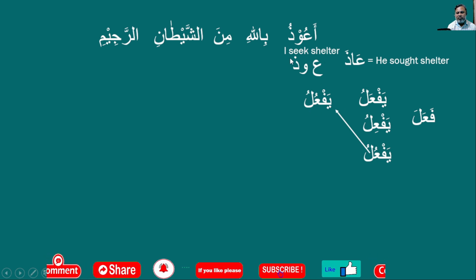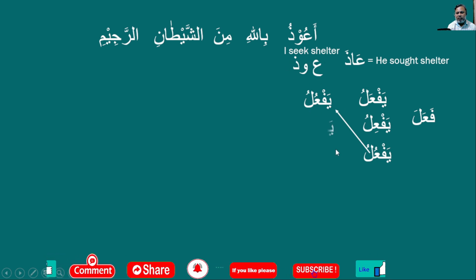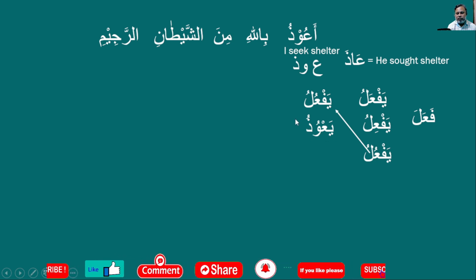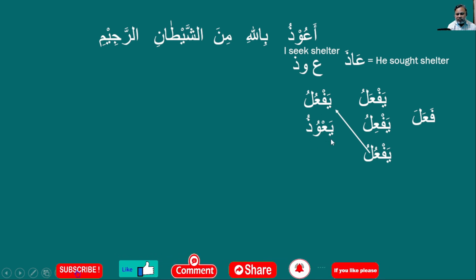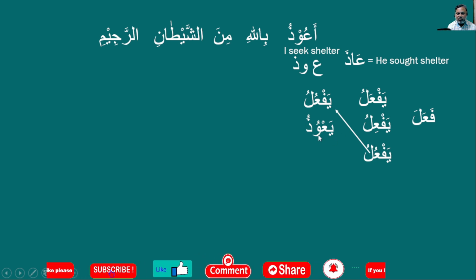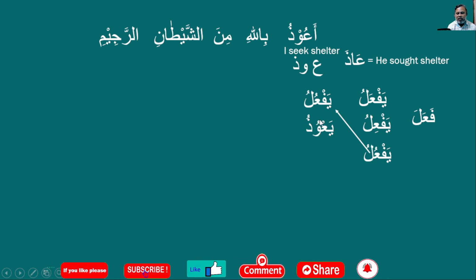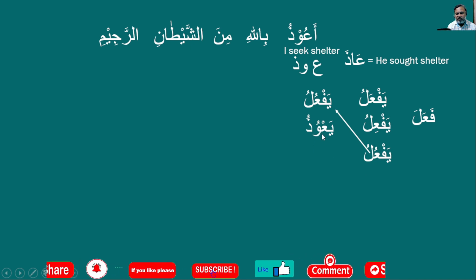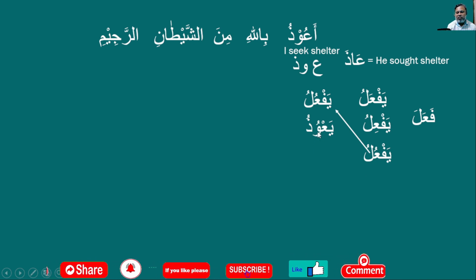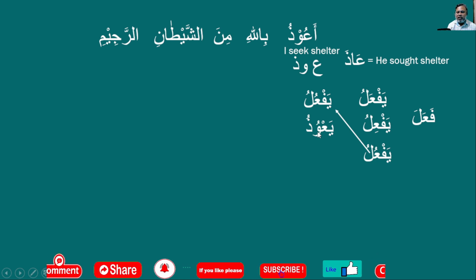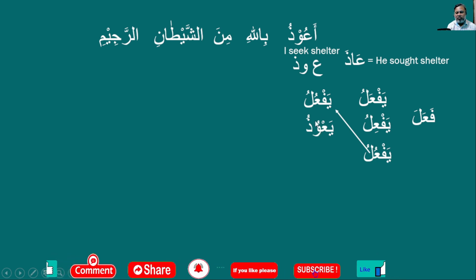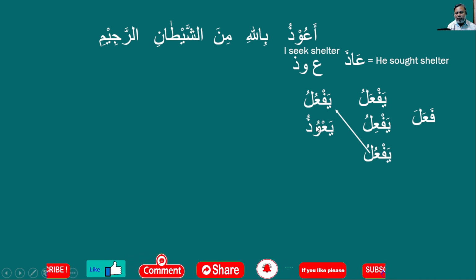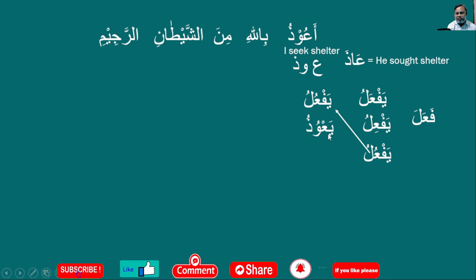Yaf'ulu, now if we replace this three root letter, it will be I'auzu, I'auzu. So here there is some problems. The Waw is taking Dhamma according to this formula, but Waw itself is a Dhamma, pronounced as U. So it doesn't need another Dhamma on top of this.